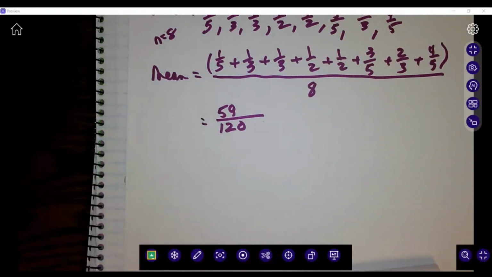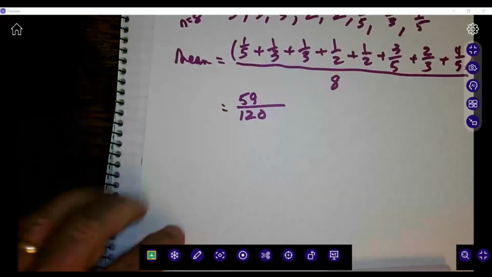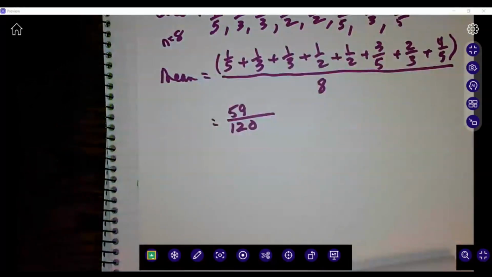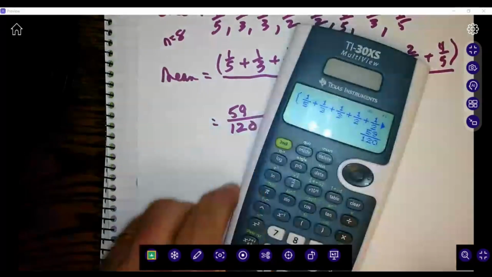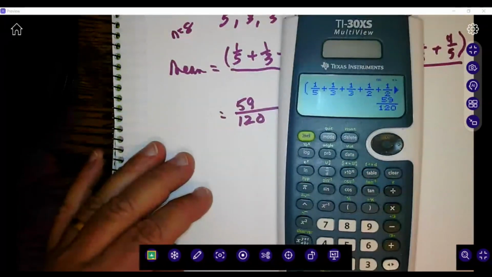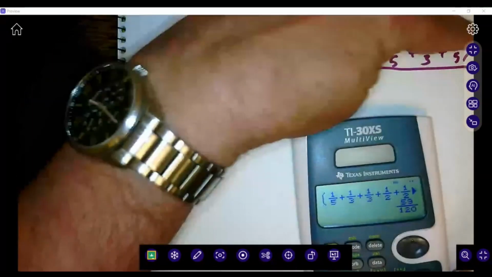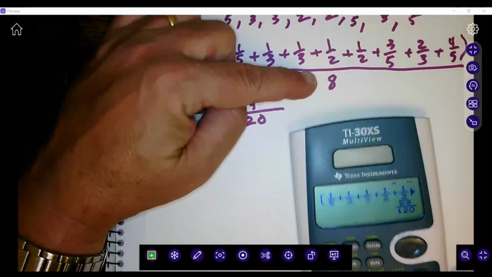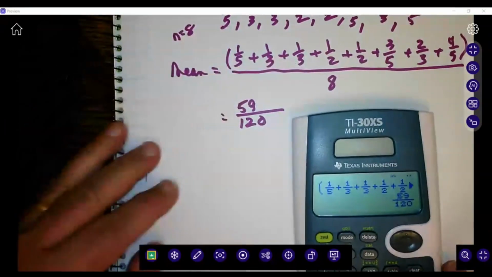And more than likely, the answer is not going to be in decimal form. It's going to be some fractions, because the original problem was in fractions. This does all the work for you. All you've got to know is, what arithmetic do I need to do? And then the calculator does all the work.